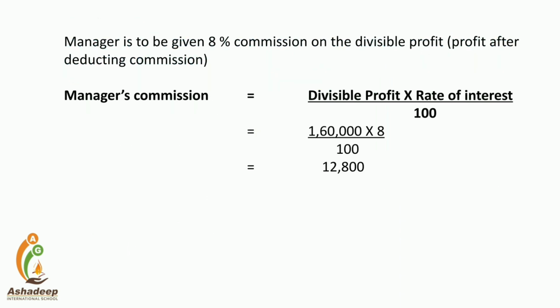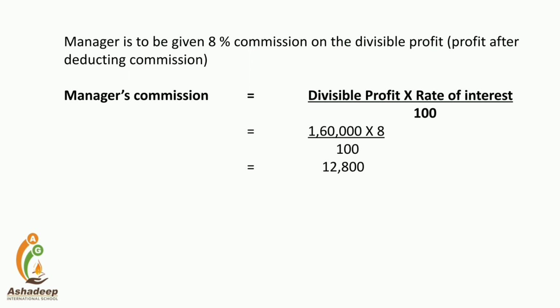Manager is to be given 8% commission on the divisible profit, because we know the value of divisible profit. So what is the formula of manager's commission? It is equal to divisible profit multiplied by rate upon 100. So divisible profit is 1,60,000, rate is 8 upon 100. We get rupees 12,800. This is the final answer of this question.